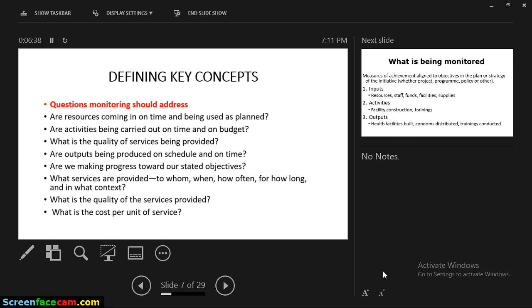You are going to be looking at the resources. Are you receiving the resources on time? Then we're also going to be looking at the activities. Are the activities being conducted according to time and budget? You also look at the quality of service that you are administering to the people in the community. Then you're also going to be looking at, are the outputs being produced? And yesterday we discussed what an output is, just partially, but we'll discuss further in detail what an output is.